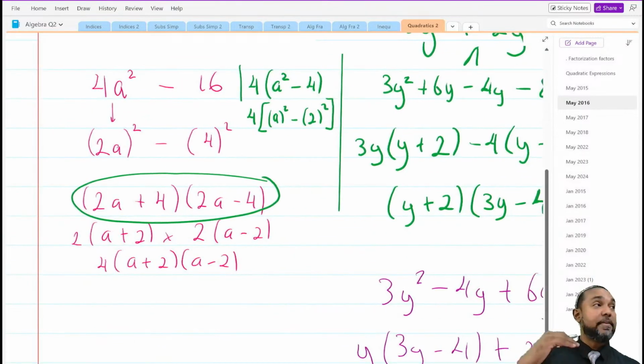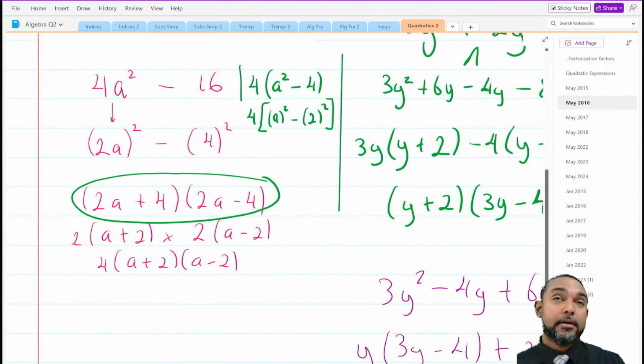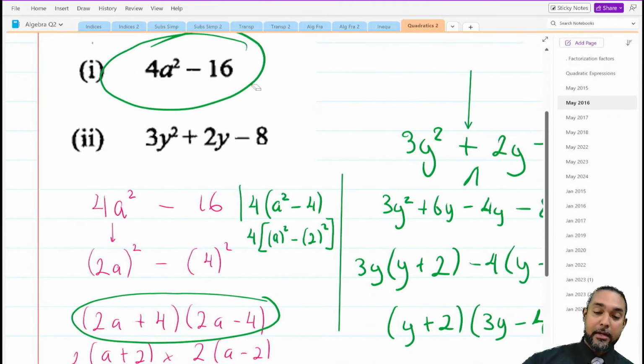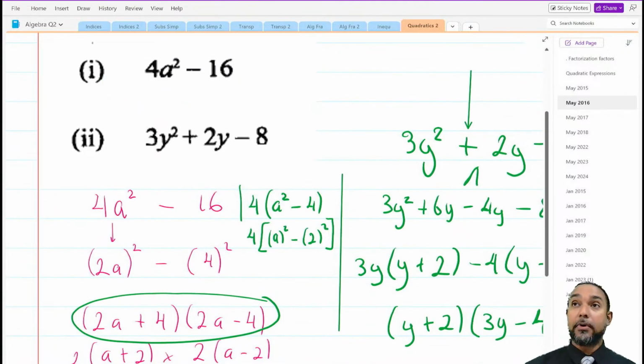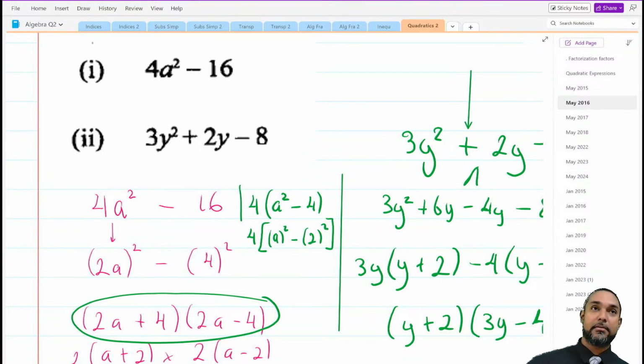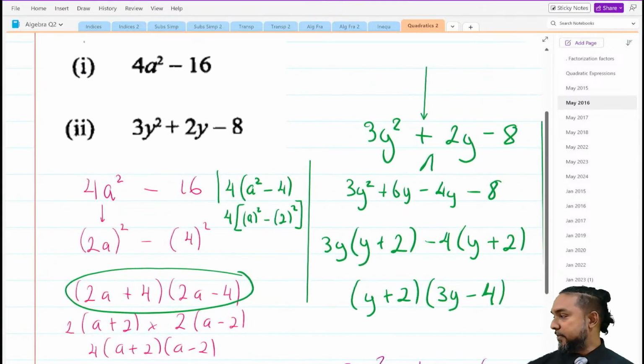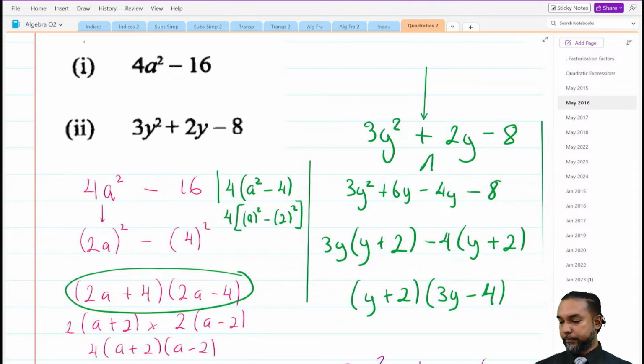Right, so if they say factorize completely, see if there's a way to factorize the first pair of terms as they are. If not, like if it was just a squared minus 4, then you can't factorize that initially. You could just go straight to the difference of two squares. All right, okay. I'll give you a couple of seconds if you're copying anything down.